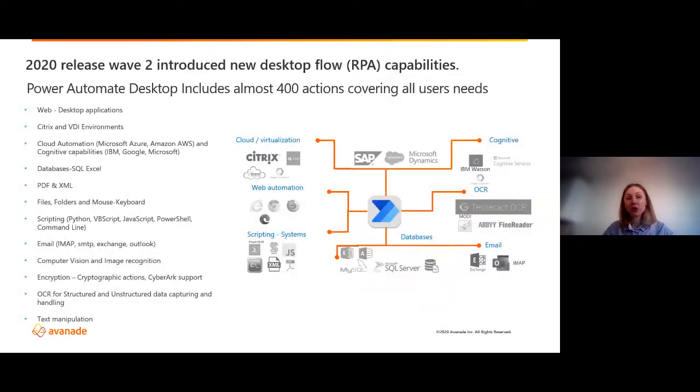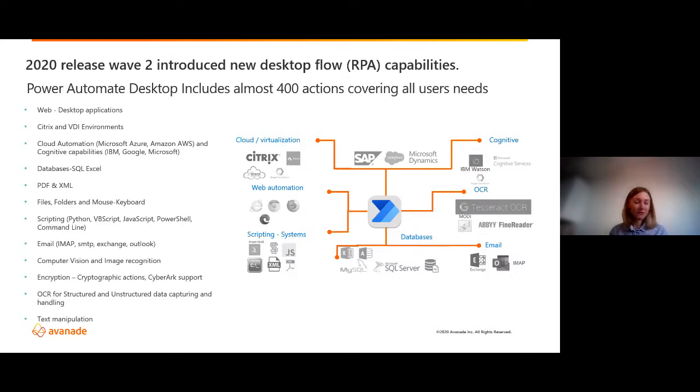So what is actually Power Automate Desktop? In 2020 release Wave 2, Microsoft introduced this product to the public. It includes almost 400 different actions covering lots of user needs. While most organizations are experiencing some form of digital transformation, they have their own pace and strategy. And in some cases, you may want to keep some of your older systems. Digital transformation is about allowing your organization to be efficient. And sometimes it means that you have to figure out how to integrate your old system into the modern system while still using the old ones.